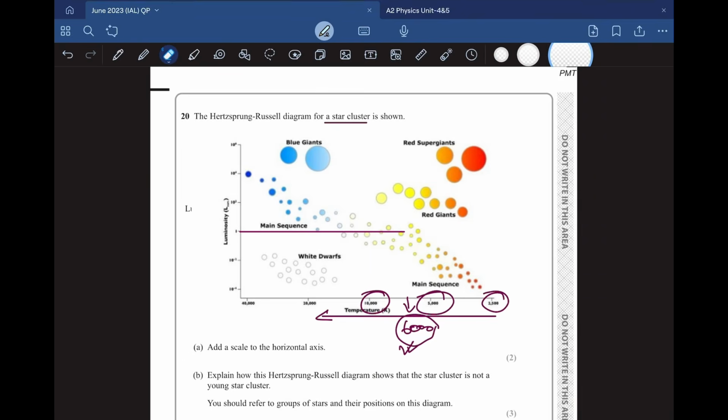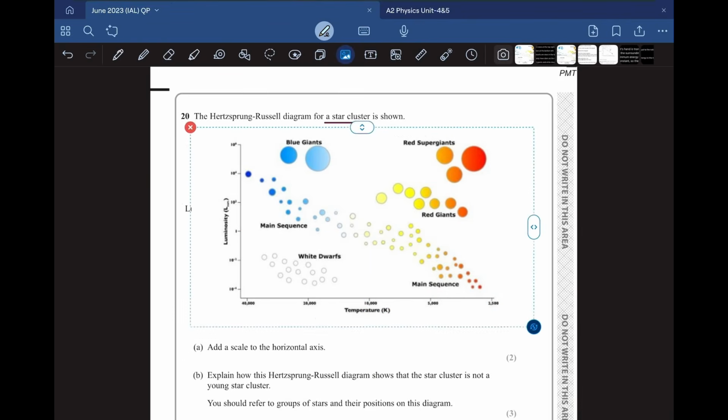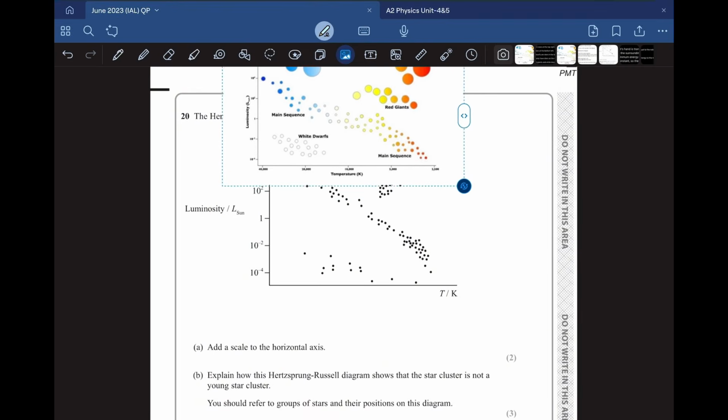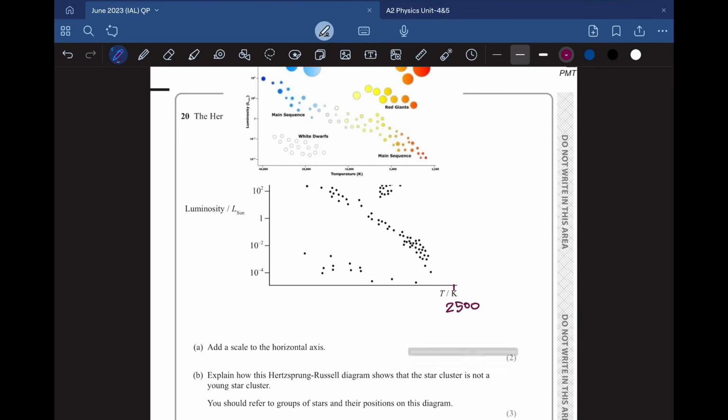Now let's draw our own like this right here. We know this position is going to be 2500, this position is going to be 5000, and this one is going to be 10,000.